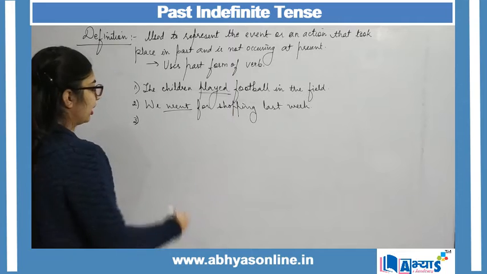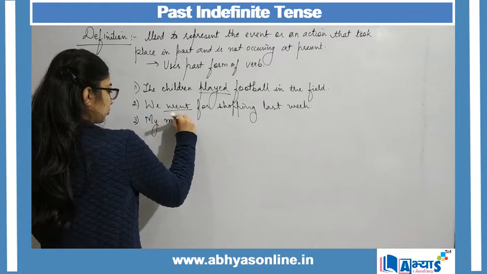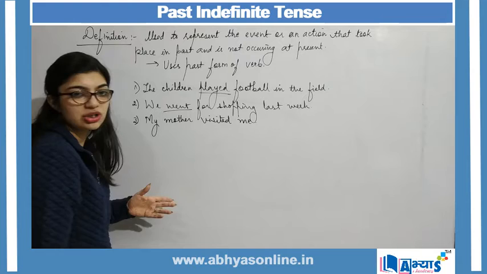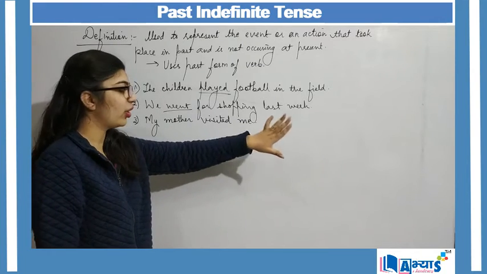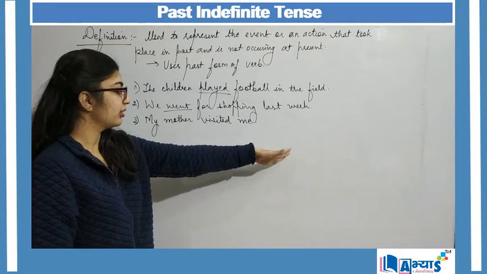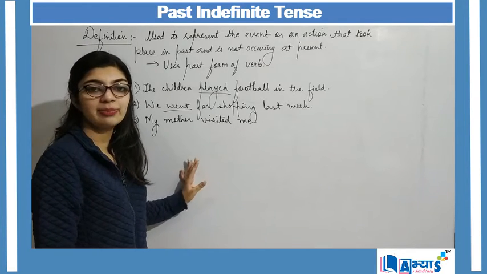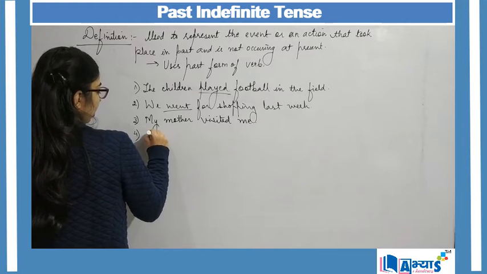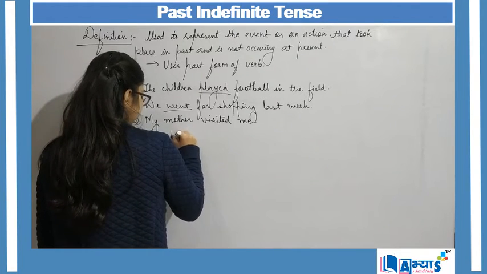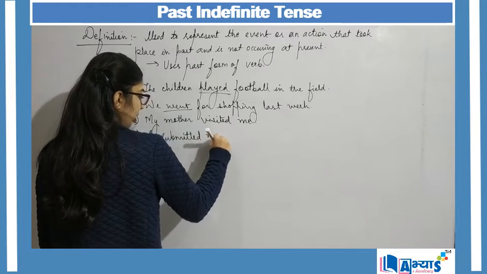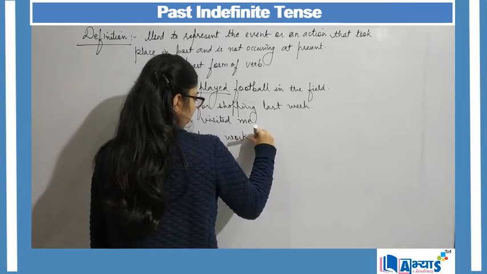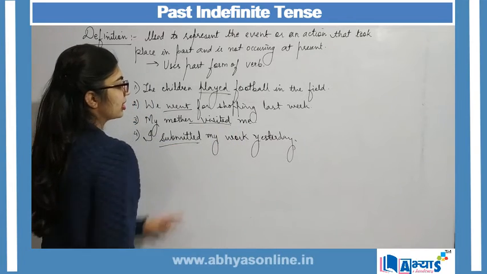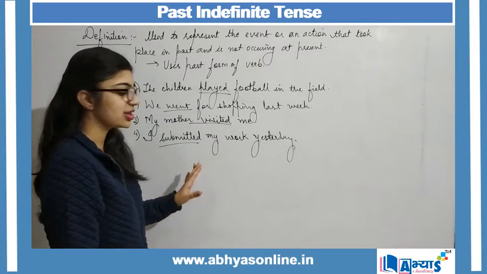Another example can be: My mother visited me. Full stop. I'm not mentioning any particular time or any particular date or any particular month. My mother visited me. This is also an example of past indefinite tense. Another example is: I submitted my work yesterday. Now again, submitted, visited, all these are examples of past indefinite tense.